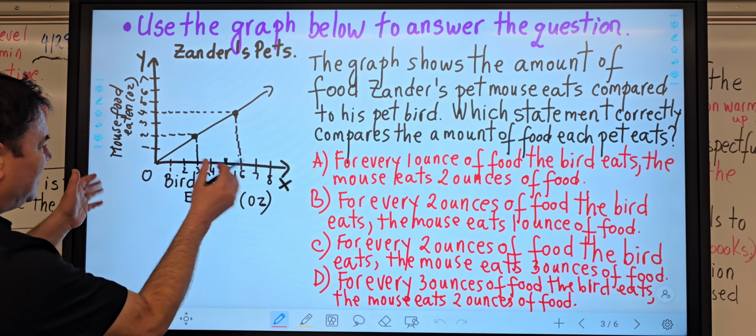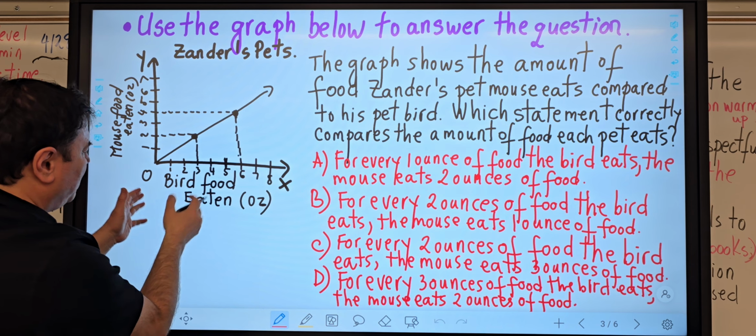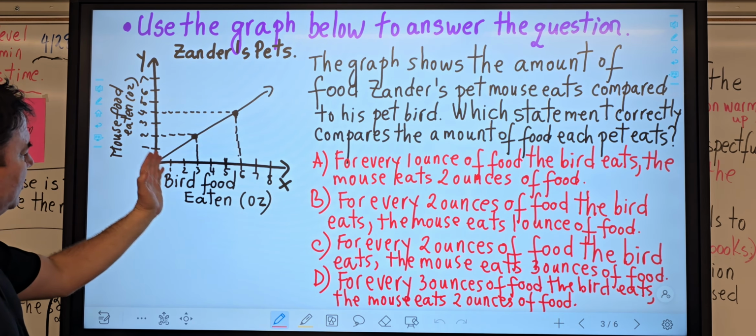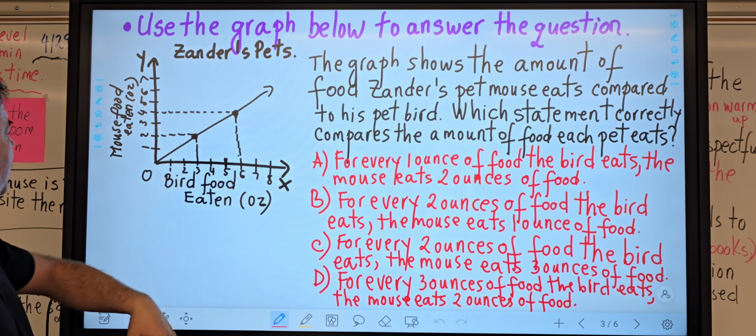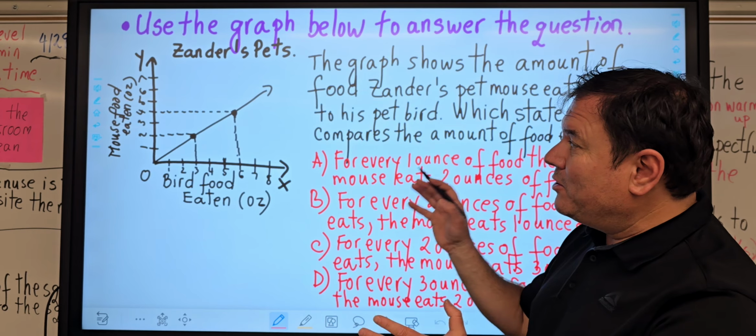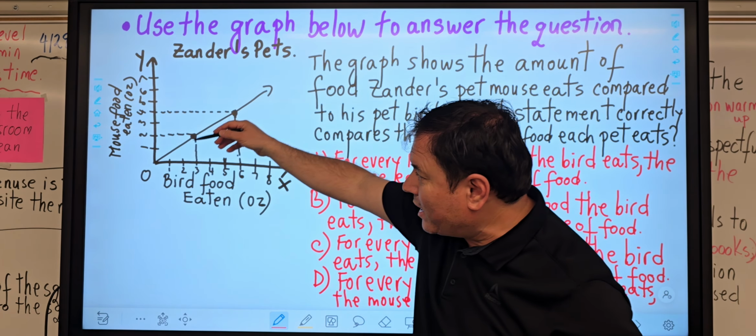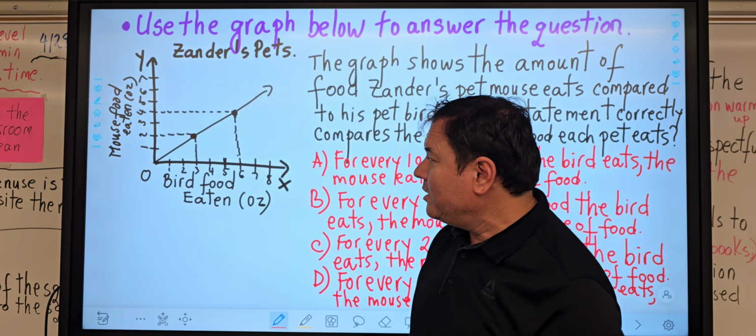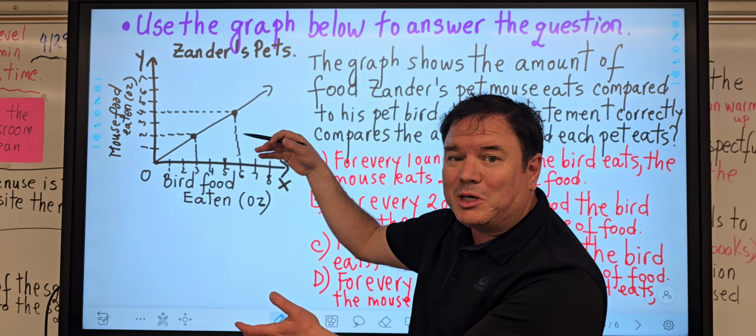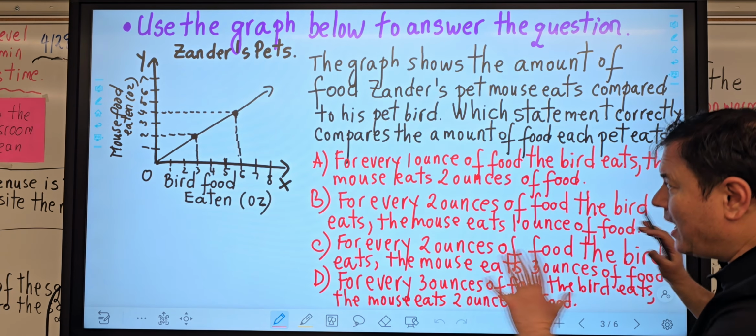So the x-axis represents the bird food eaten in ounces, right? So here we have 1 ounce, 2 ounces, 3 ounces, and so forth. And the y-axis represents the mouse food eaten in ounces, right? So 1 ounce, 2 ounces, and 3 ounces, and so forth. So the x represents the bird food eaten, and the y represents the mouse food eaten. Okay? And let's take a look at these options here.